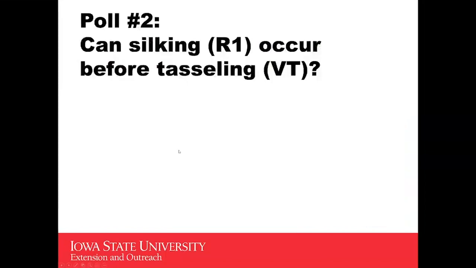So my second polling question, and I'll let you answer this one as I go on through the other reproductive stages, and then I'll come back around and talk about it. Can we have silking occur before tasseling? Can we enter into the R1 silking stage before we have tasseling occurring? That's just a yes or no poll question. I'll continue to move on while you answer, and then I'll respond as I continue on with the reproductive side.